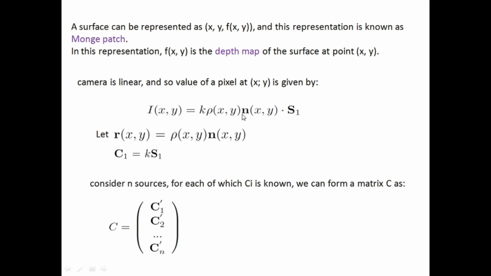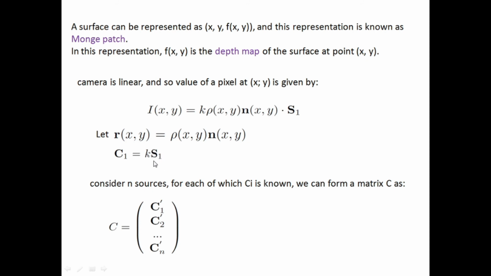Now let me assume that rho of x comma y multiplied by its normal n of x comma y, I assume it as r of x comma y. As well as k s1, because it is a scalar quantity, it is multiplied with s1. Now considering I have n number of light sources, for each of which Ci is known. This Ci is nothing but k into s1.